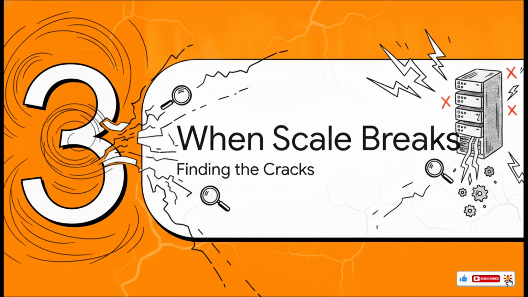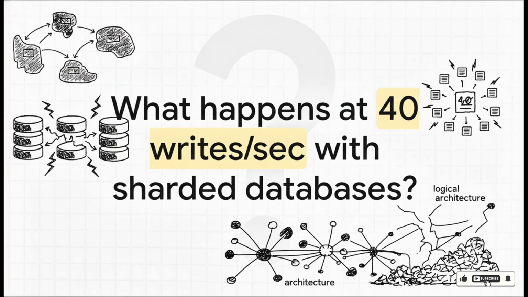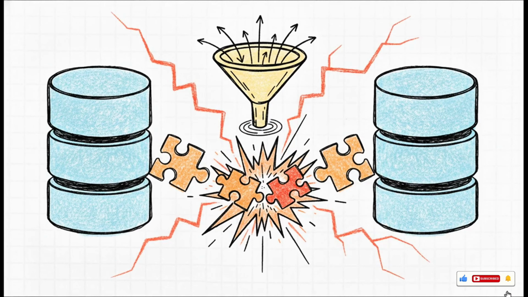When scale breaks everything. I want you to ask yourself this question. What happens at 40 writes per second when you are forced to expand across multiple regions and shard your databases? Well, the exact moment we split our database to handle the load, our perfectly logical, naive architecture, it begins to crack and crumble right before our eyes. Let's look at exactly where the system cracks.